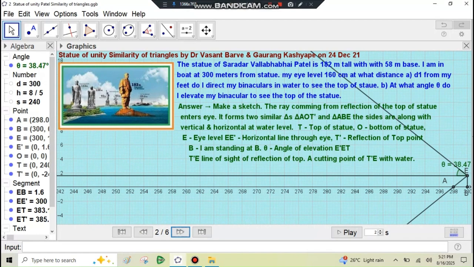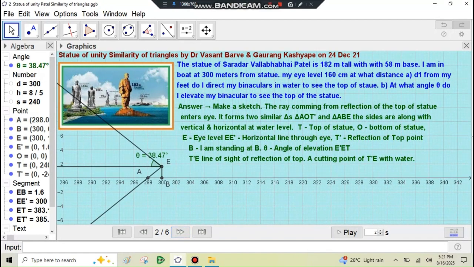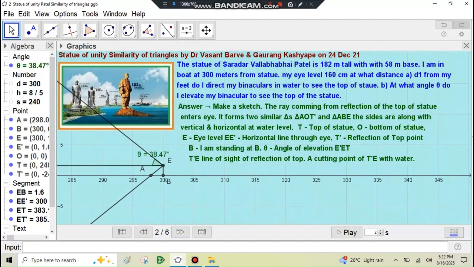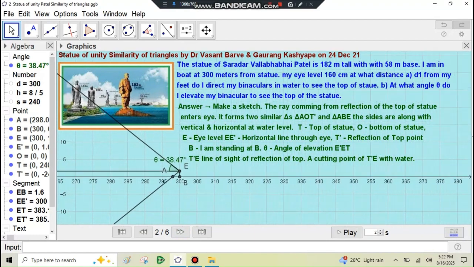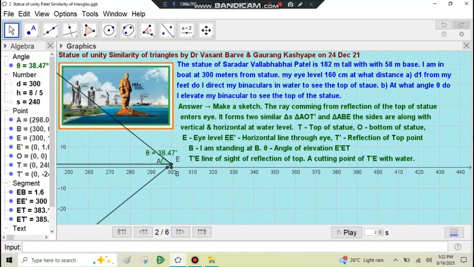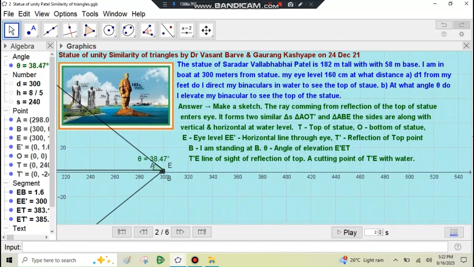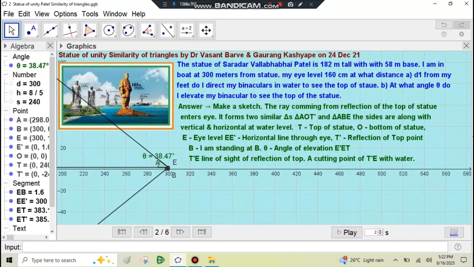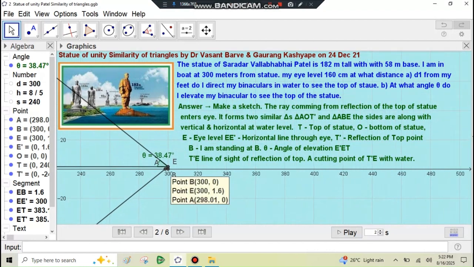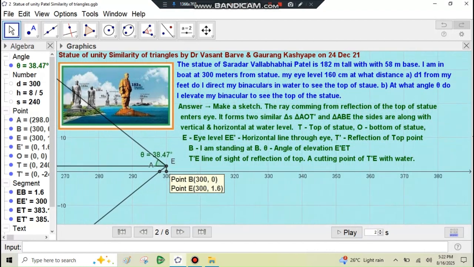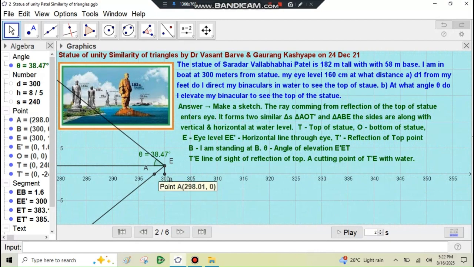Now it is difficult for you to get this particular detail when you draw the full sketch in this small screen. So this small triangle and the triangle formed here, they are going to be similar triangles. So by solving those similar triangles, you will get the solution.